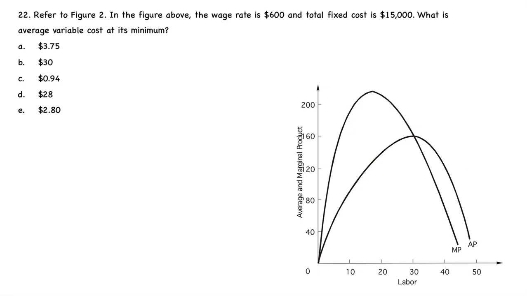Next one says, what is average variable cost at its minimum? So again, we already know that we're looking at the same point. We care about when our average product curve is at the max.